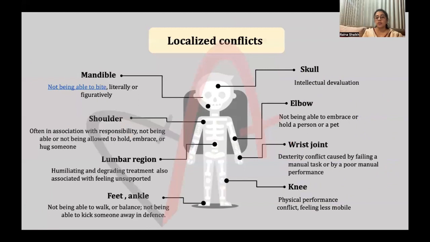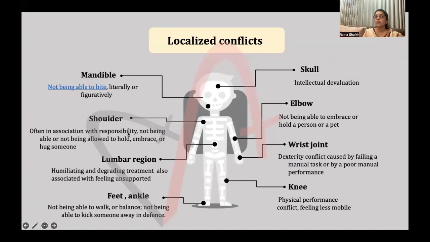There can be localized conflict. For example, the skull. The skull is the head, so that is intellectual devaluation. The people who are engaged in intellectual professions, like lawyers, writers, teachers, are devaluated at their workplace. When you are intellectually devaluated, the bones and the joints of the skull get affected. Not being able to bite, literally or figuratively, is the cause. When there is stiffness in the mandible, you have a locked jaw or pain here, that is the reason.